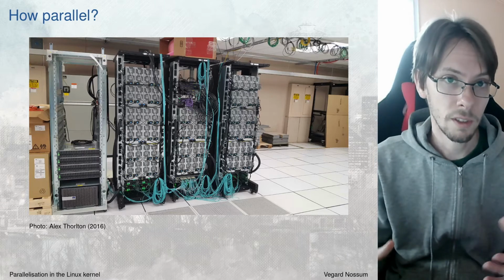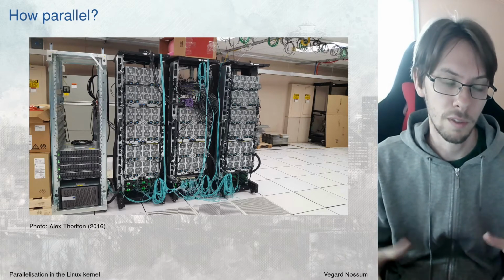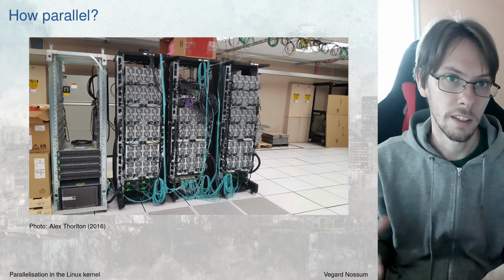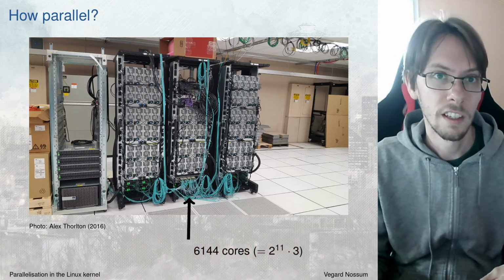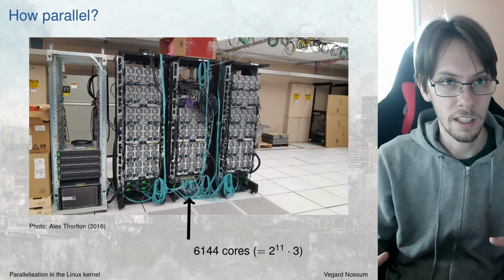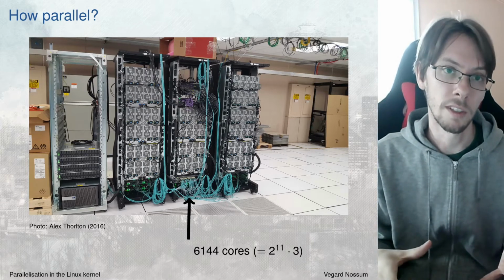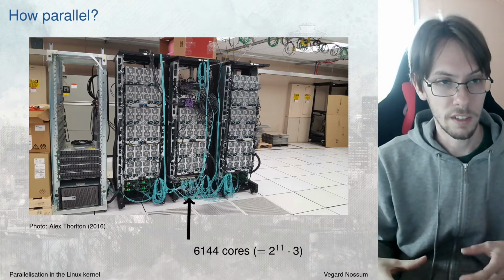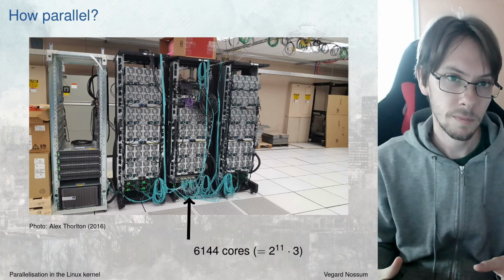As an actual example of this, here's a photo taken in 2016 by a friend of mine. This is a supercomputer at SGI, and it has 6,144 cores. And this thing runs Linux. It appears to the kernel and to user space as a single machine with a single physical memory address space. And just for reference, as far as I could find, Windows has a max limit of 256 cores.